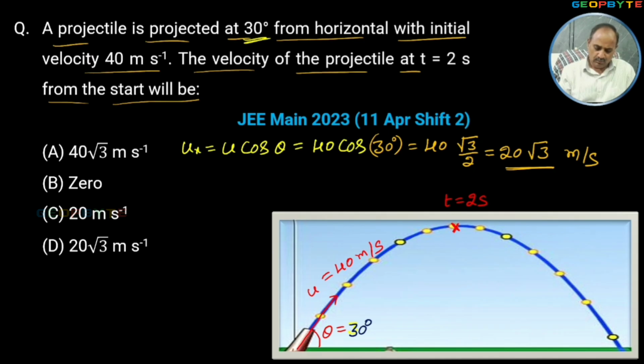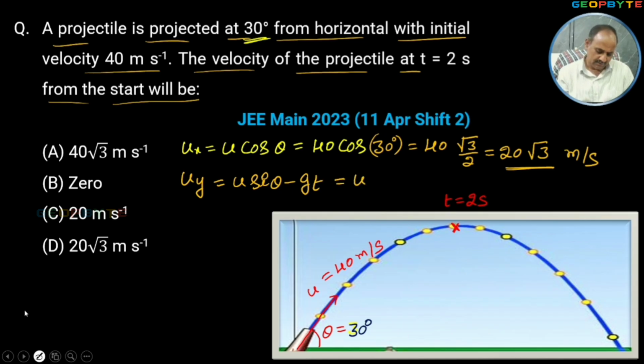Now, let us decide the vertical component of velocity after 2 seconds. The vertical component of velocity after 2 seconds is equal to u sine theta minus g t.